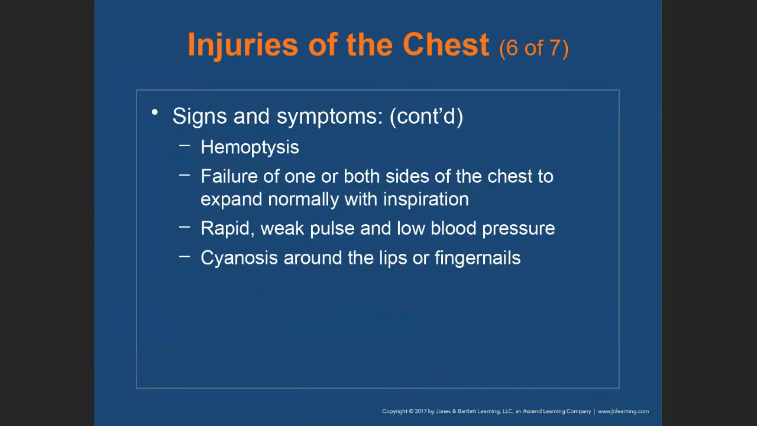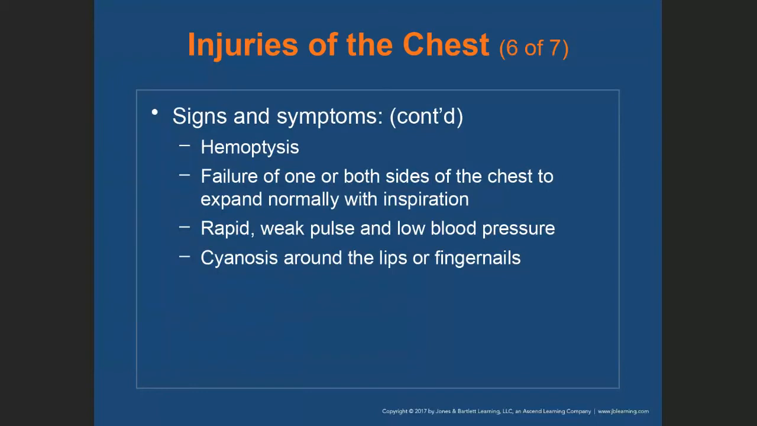They can have failure of one or both sides of the chest to expand normally with inspiration. So they can have reduced chest rise on one side, which is what we would refer to as asymmetrical movement of the chest. It's not symmetrical. They can also have paradoxical motion, where one side of the chest is going out while another side is going in. So it's moving the opposite of normal.